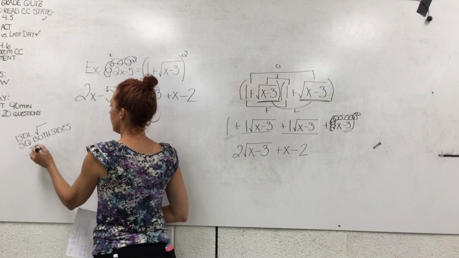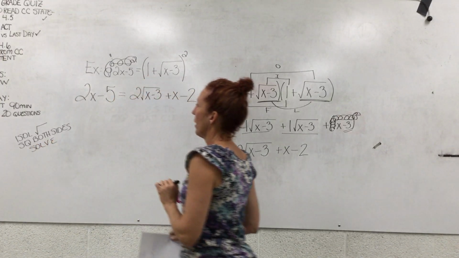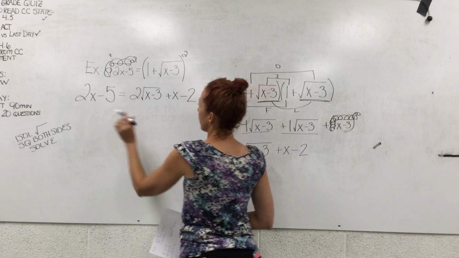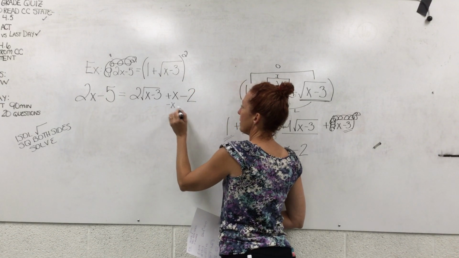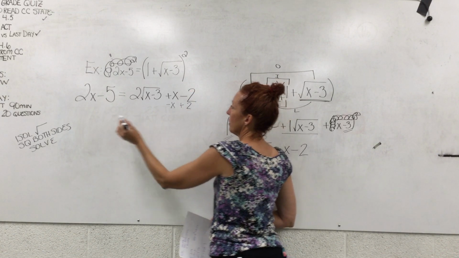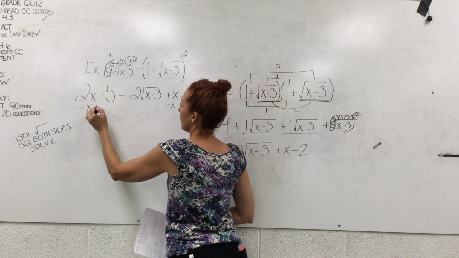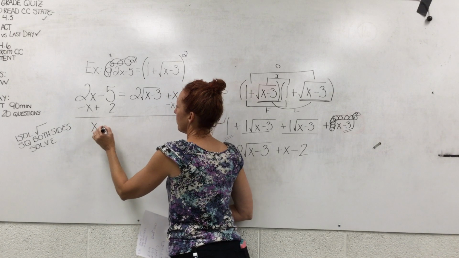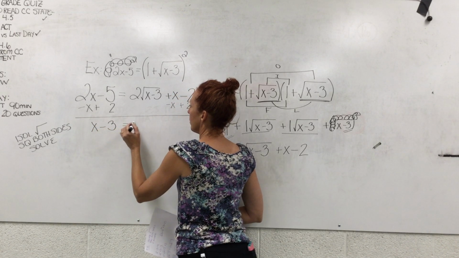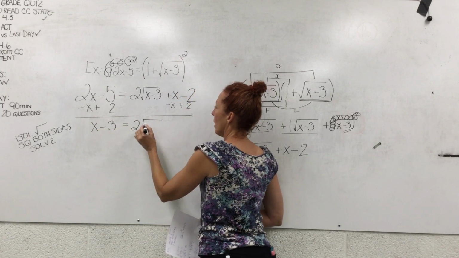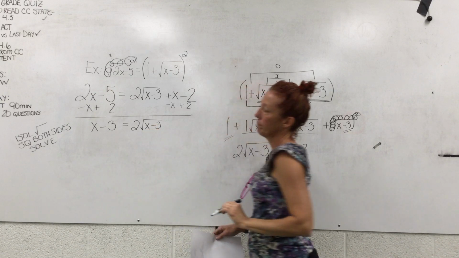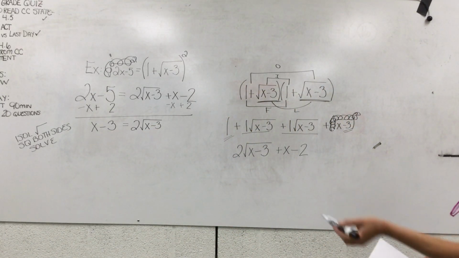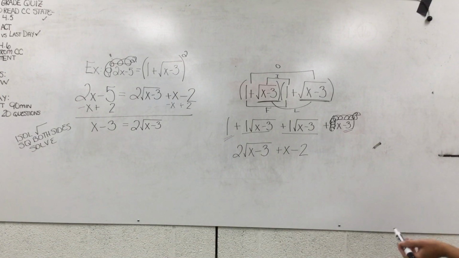And then we're gonna solve. Okay, so I'm gonna move both of these things over here to the left. I'm gonna subtract x and add 2, subtract x and add 2, and I'm gonna get x minus 3 equals 2 radical x minus 3. And now it should start looking something familiar like the last problem we just did.